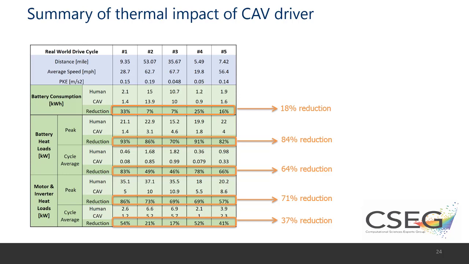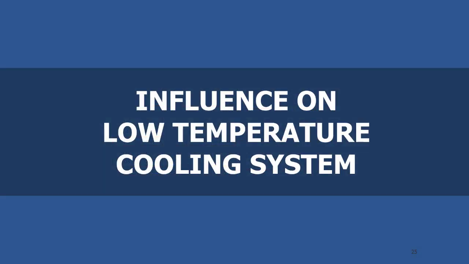So with this big reduction in peak loads and cycle average heat loads, we want to now find out what this means in terms of design of other subsystems in the vehicle, such as the low temp cooling system. And to look at the influence on the low temp cooling system, I will turn it over to Doug. Thank you very much, Sudhi.